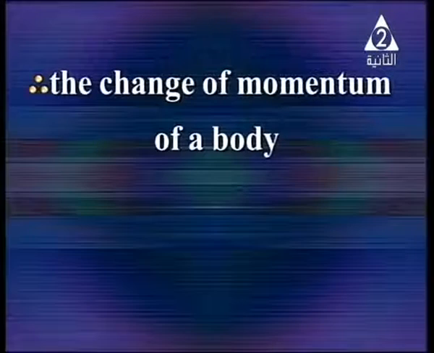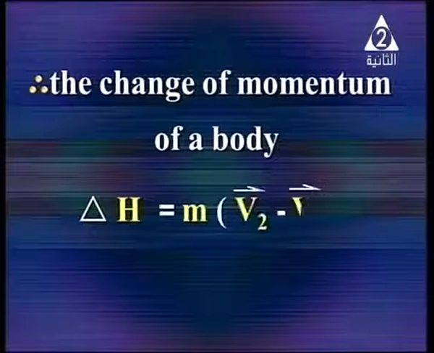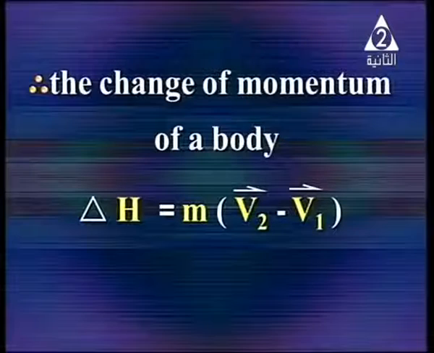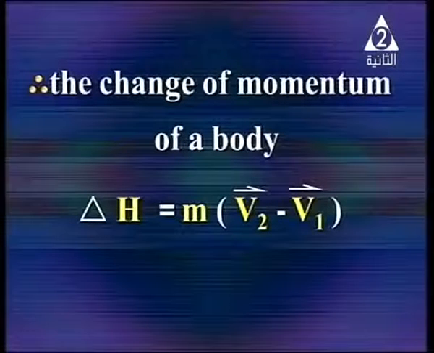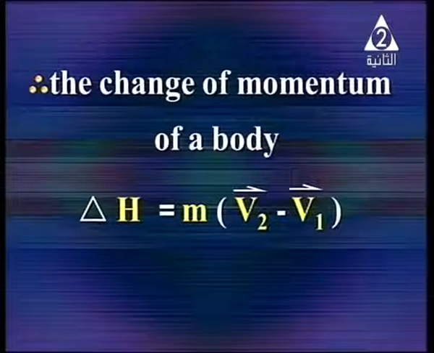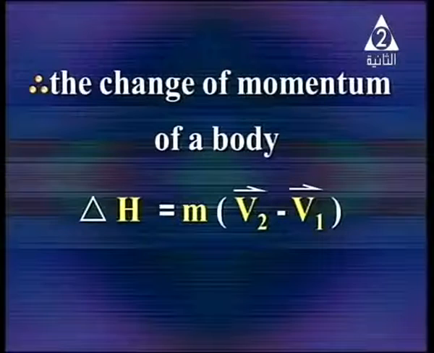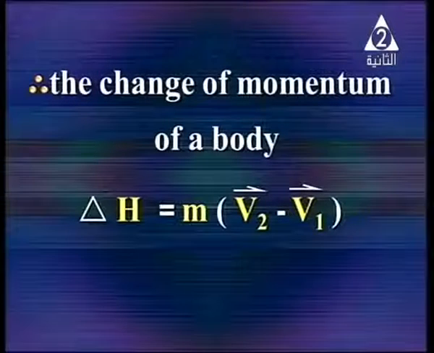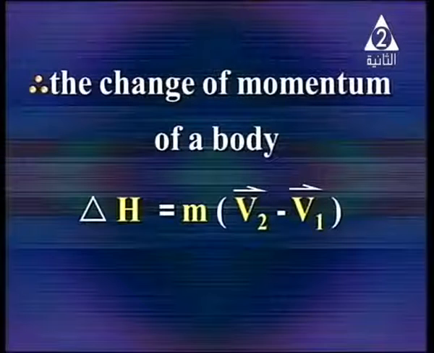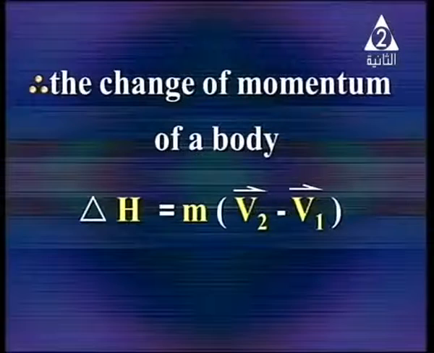Therefore, the change of momentum of the body equals what? We represent delta h equals m times the bracket containing v2 minus v1. What do you mean by v2 minus v1? It means the change of the velocity. Remember, dear student, when we find the change of the momentum, we find m times v2 minus v1.